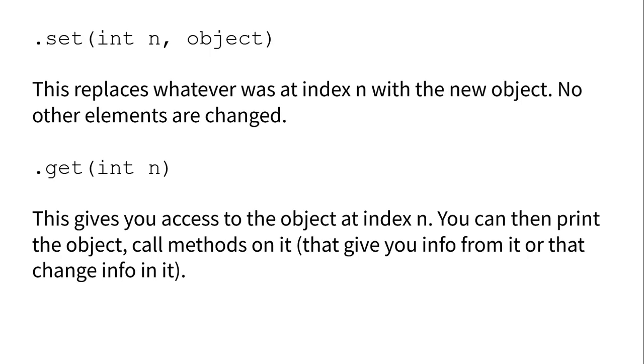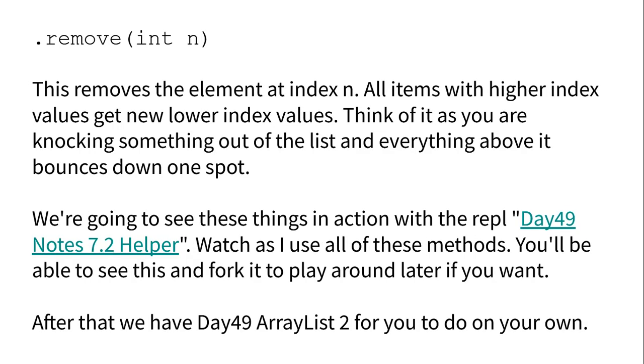There's the set method, which is like replacing something at that index. So you have to say what number you're looking at. Like if I wanted to replace the item at index 1 with something else, I would say set 1, comma, and then the thing I wanted to put in there instead of whatever was there. So it throws away whatever was there and replaces it. Nothing else has changed. We already learned about get. It gives you whatever was at that thing. Get always just takes an integer value.